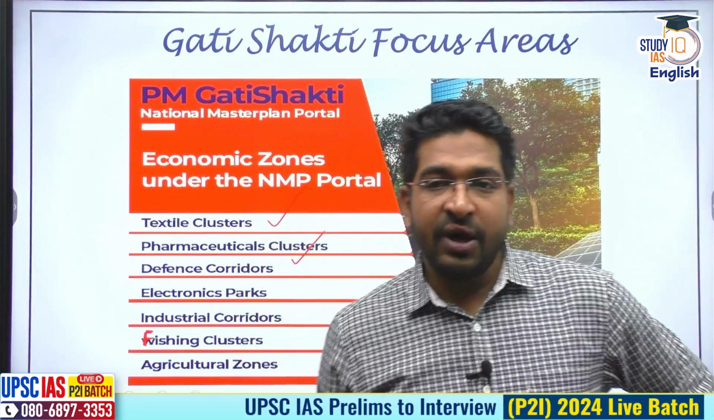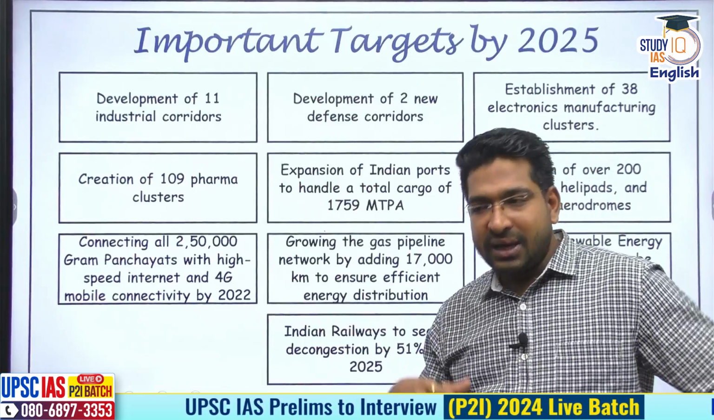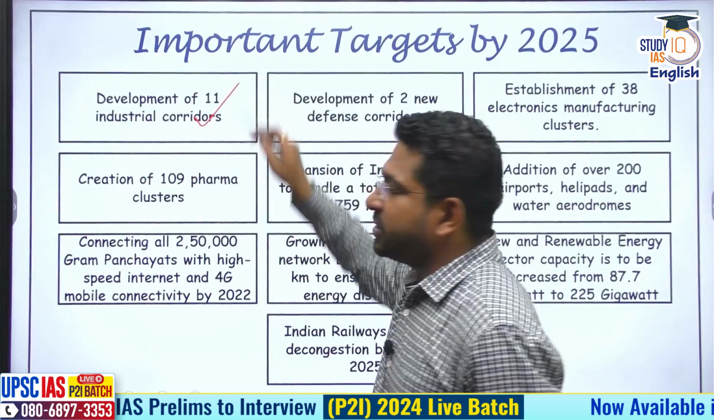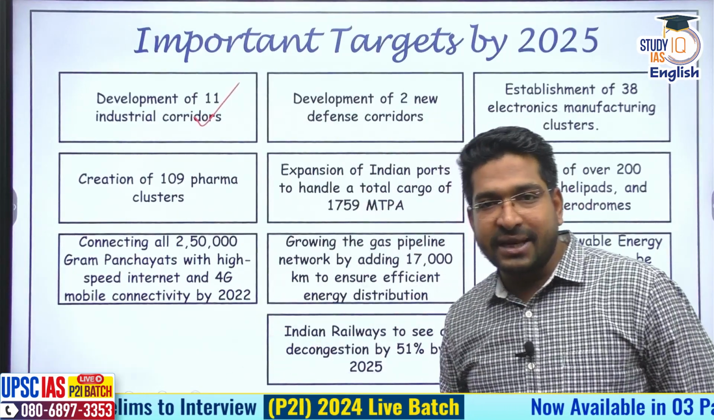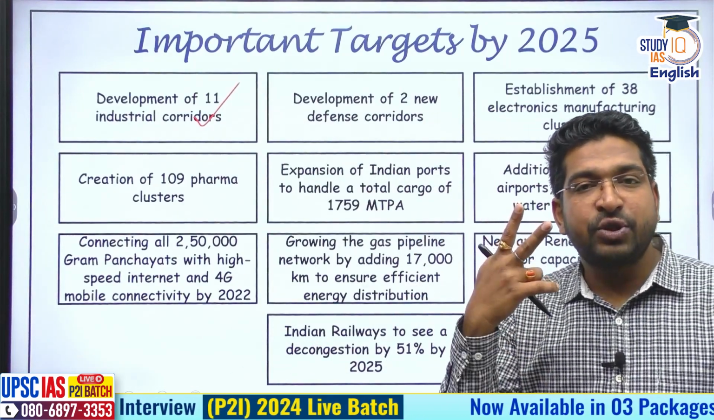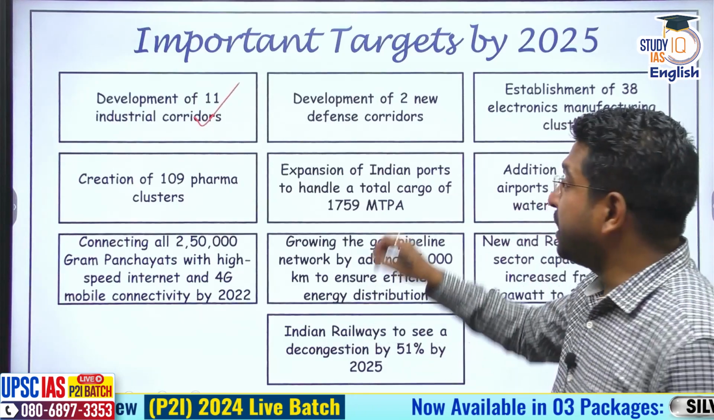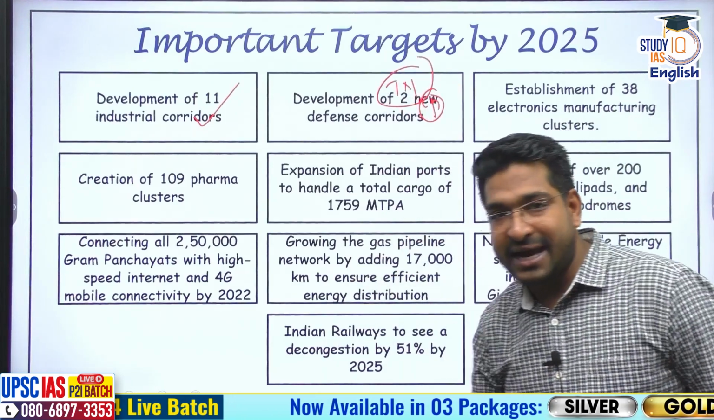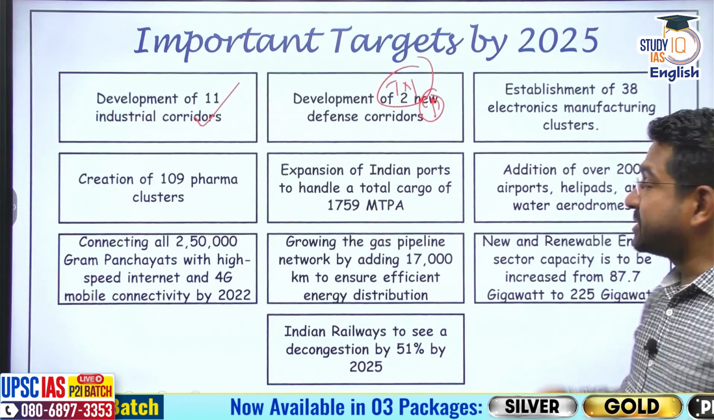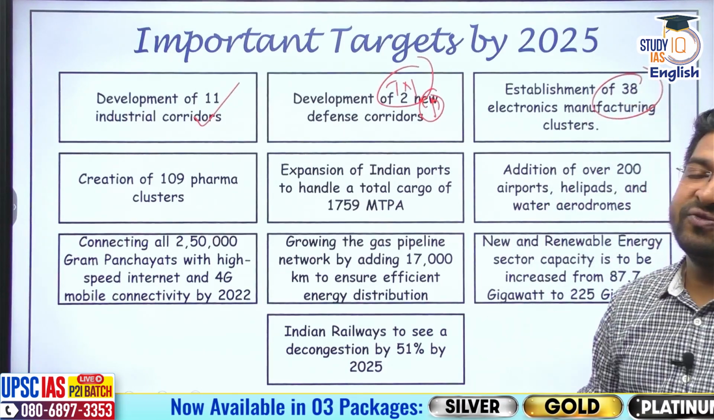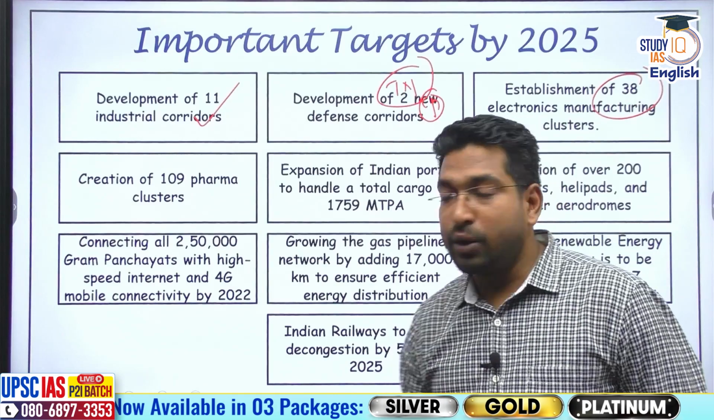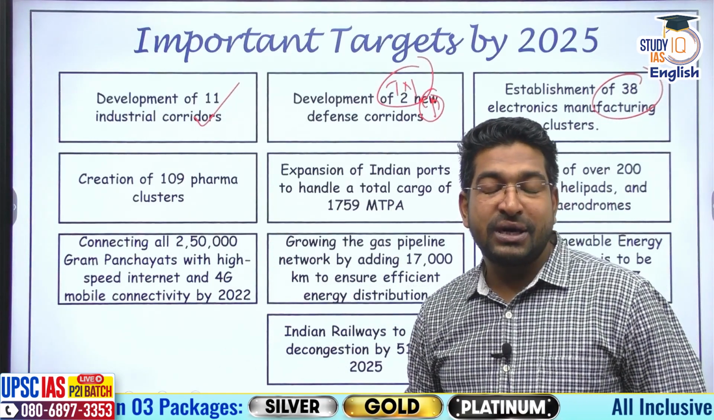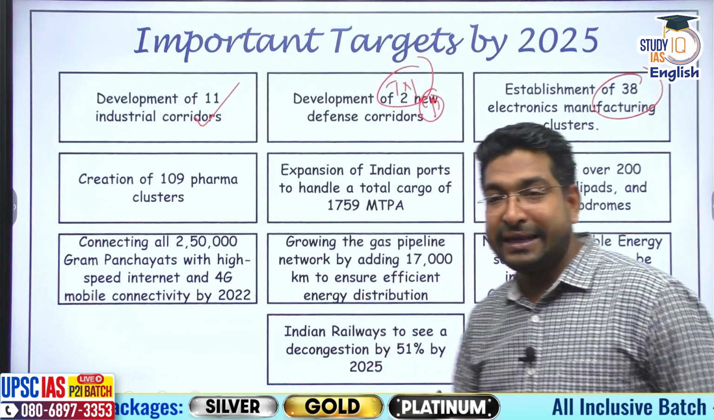Till 2025, some targets have also been announced. There is a plan to create or develop 11 industrial corridors across multiple states. There is a plan to come up with 2 defense corridors, one in Tamil Nadu, another one in Uttar Pradesh. There is progress happening on this as well. The plan is to establish 38 electronics manufacturing hubs. The plan also aims to create 109 pharmaceutical clusters across various states in India.